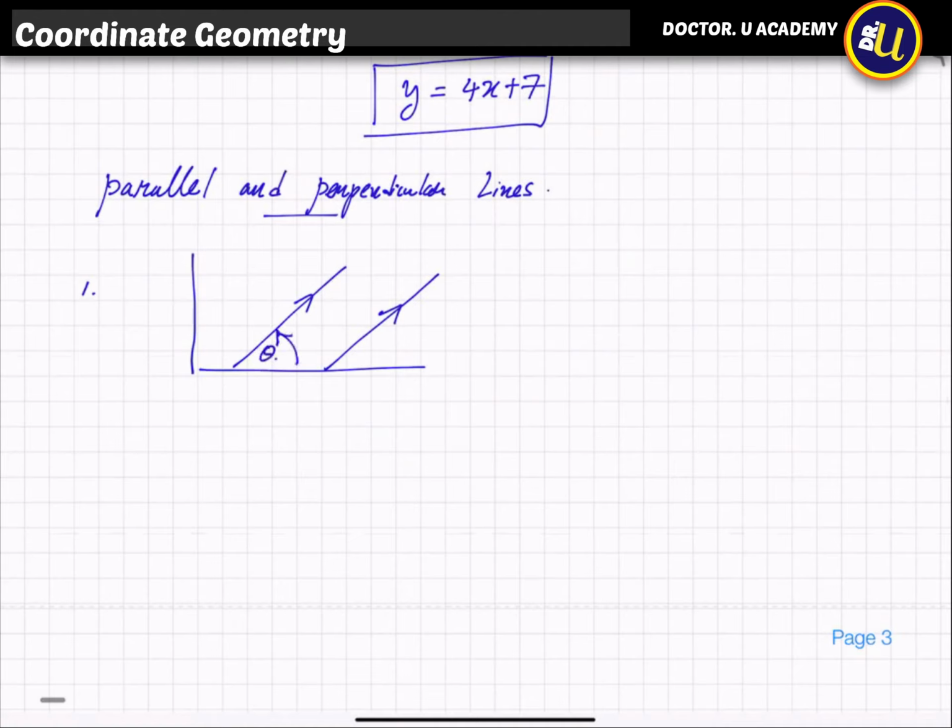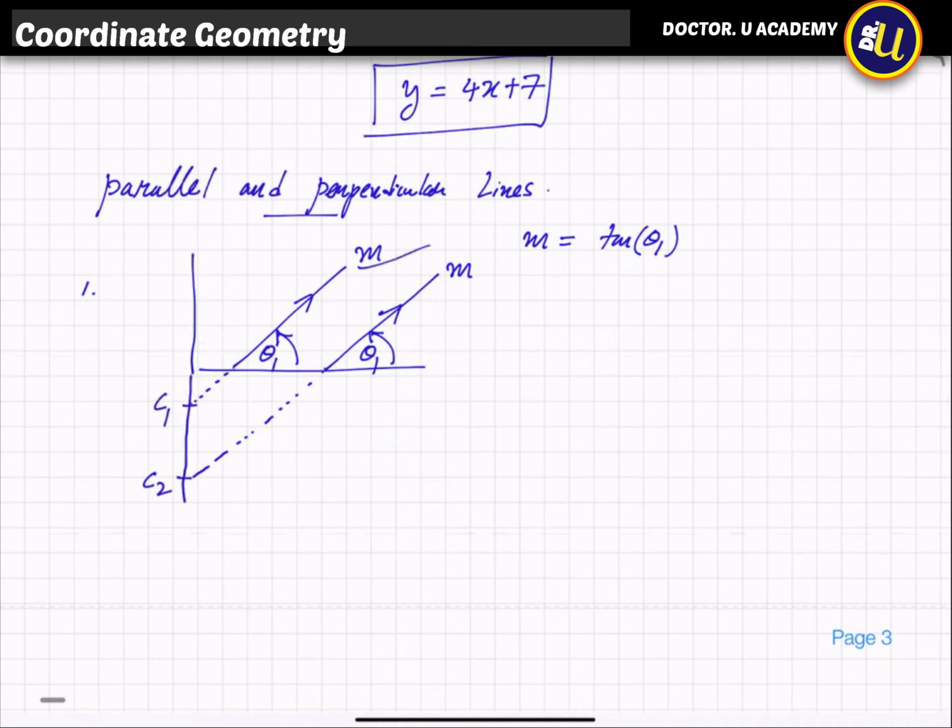Suppose this is theta 1 and you should have theta 1 over here. So the gradient should be similar to each other. That means m is equal to tan theta 1. That is the only requirement. The gradient of this line and the gradient of the other line should be equal to each other, but they can have different y-intercepts. So you have c1 here, you have c2 here.